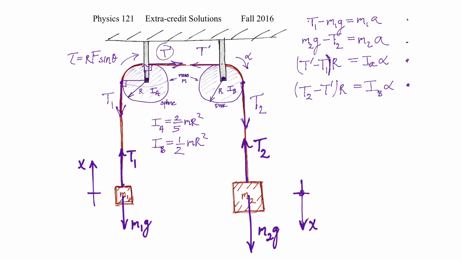T1, T2, A, and alpha. And anything else? Oh yes, and then we also have T prime. So we have 5 unknowns and 4 equations. That's not sufficient to solve the problem.